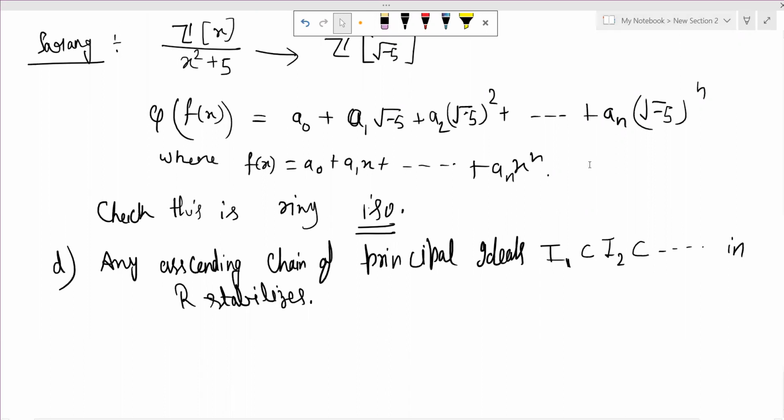Does someone want to say something? Comment something? How will we proceed? Nagmani, how will we proceed? Okay, no one wants to say something? Let me write. Any ascending chain of principal ideals in R stabilizes. So this is a true statement. Not even a UFD, just a factorization domain is needed. So how will you claim this? Principal ideals in R stabilize.